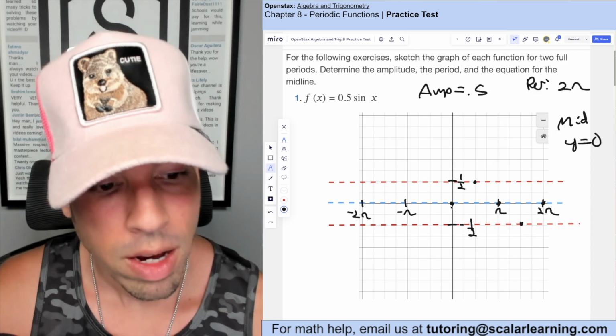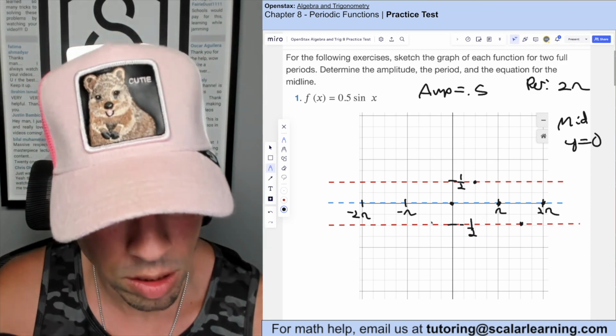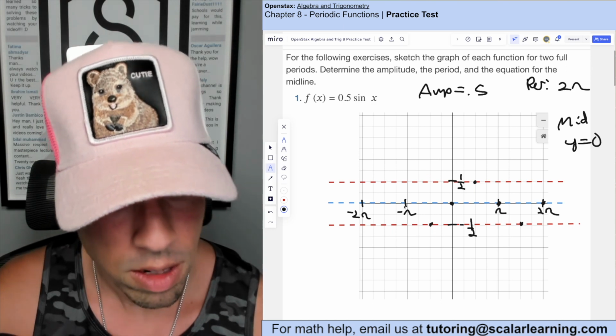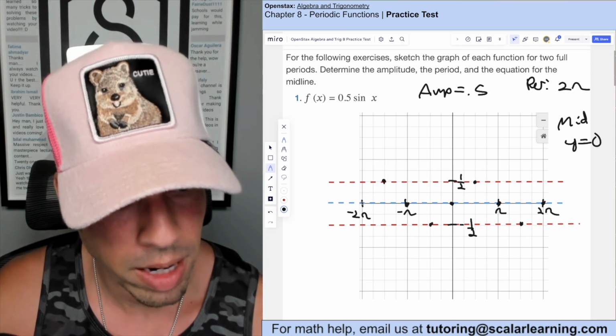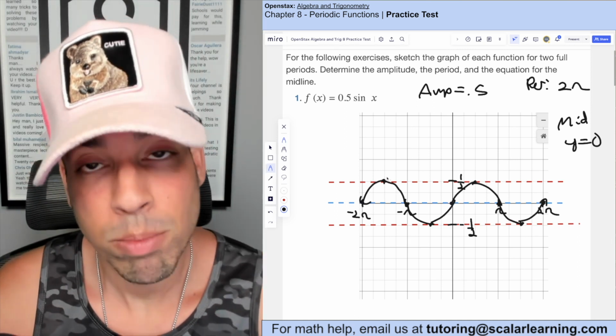That's what we want. And then going to the left, it's going to do that same behavior, but sort of in reverse. Instead of going up, we're going to go down. Then we go back up, back down, okay? And now let's connect the dots. And that's how you graph it, boom, done.